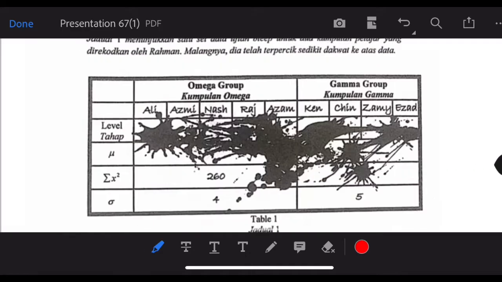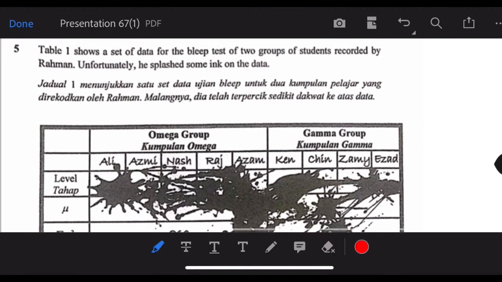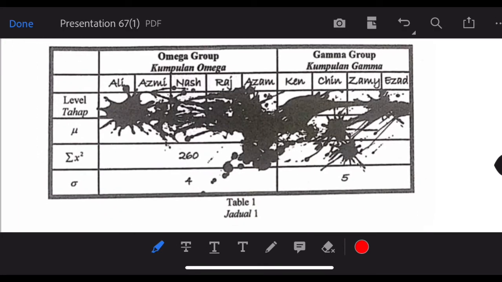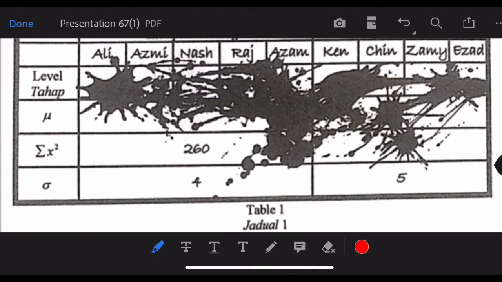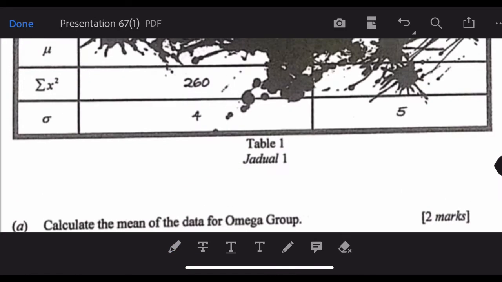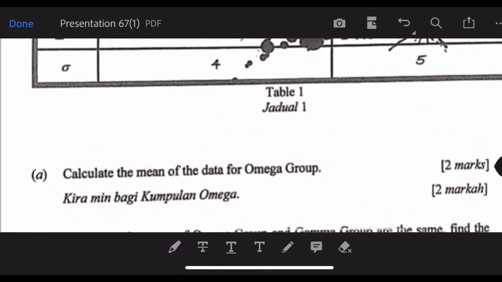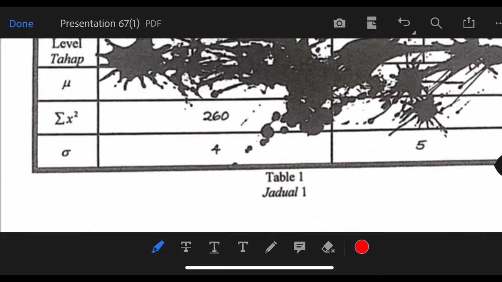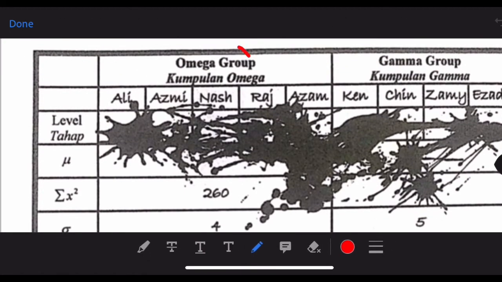So this question is basically quite easy because it's about statistics. You see, this is the data of a test of two groups of students. You have two groups. There are some splashes of ink that dirty the data, but it's okay, we still can do the calculation. Mean of the data of the omega group. Omega group is here, right? So we are going to find the mean.